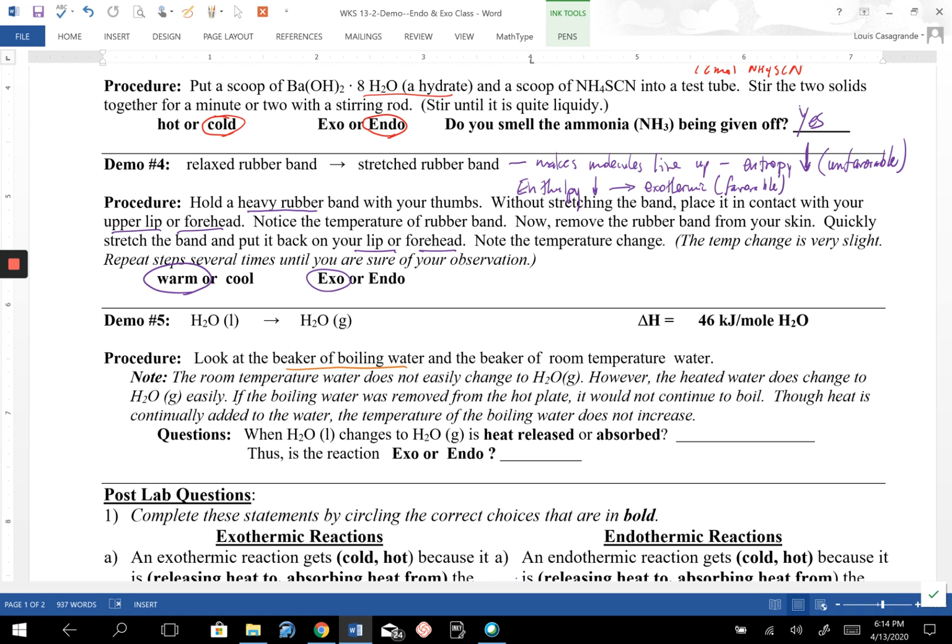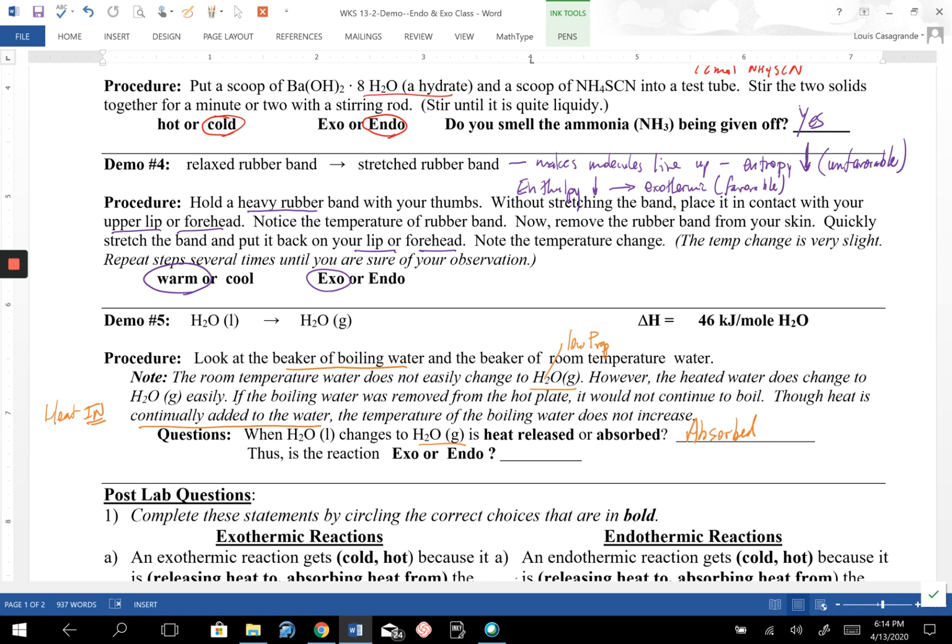Water at room temperature is not easily changed to gas. Remember, it has a low vapor pressure. But the heated water does change to gas easily. And if the water was removed from the hot plate, it would stop boiling. So you're continually adding heat to the water. So heat is going in. And so when the liquid changes to gas, heat is being absorbed. And again, you know that because if you take the water off the heat, there's no more heat to absorb and the water stops boiling.